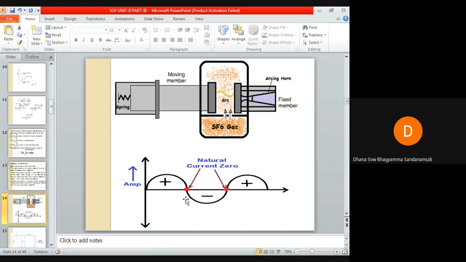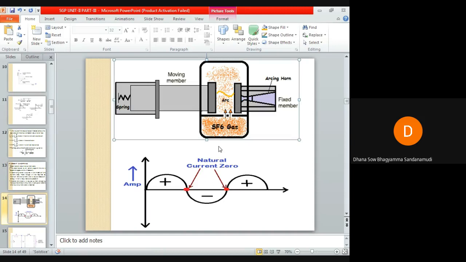Now, as we have already discussed, the arc must be interrupted at natural current zero. If this waveform shown here, the current waveform, is the arc current, it is similar to your arc current waveform. At the instant of natural current zero, the arc must be interrupted.